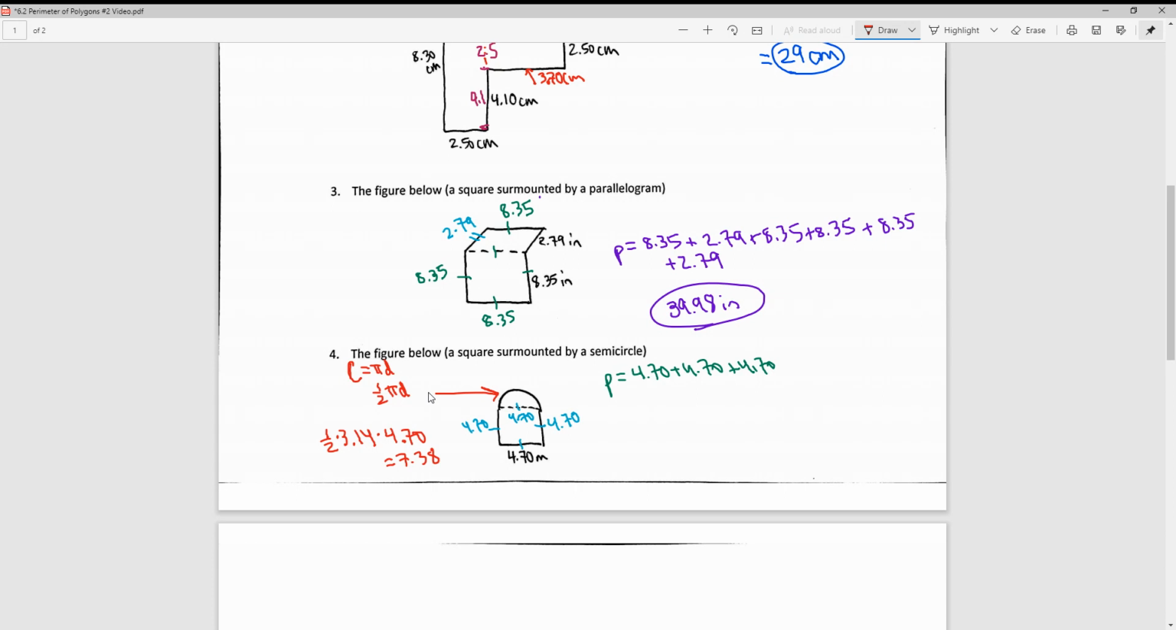So my final answer for my perimeter is going to be the 3 4.70 sides plus that 7.38 for the half circle part. And when I add all of those together, I get that my perimeter is 21.48 meters.